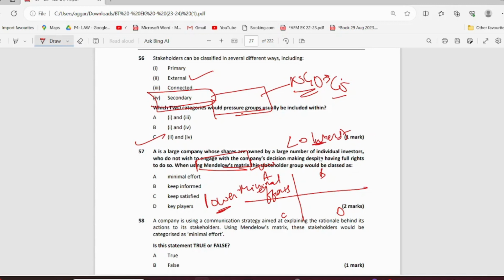So now, if my interest is low, for example, in this case, they are saying that a large number of investors do not wish to engage with the company's decision making. So now they have low interest, but they have high power. So high comes here. If they're low interest but high power, that means we have to keep them satisfied.